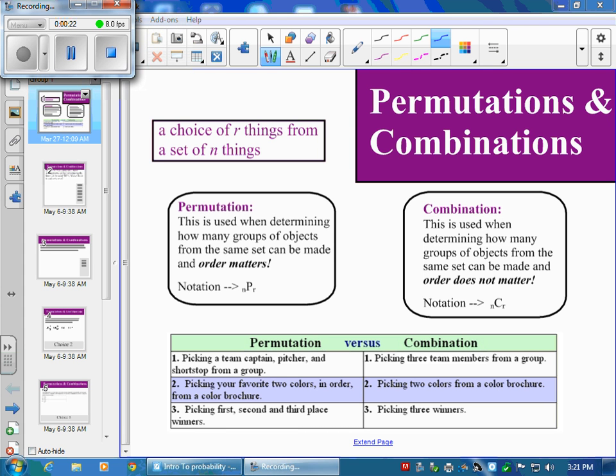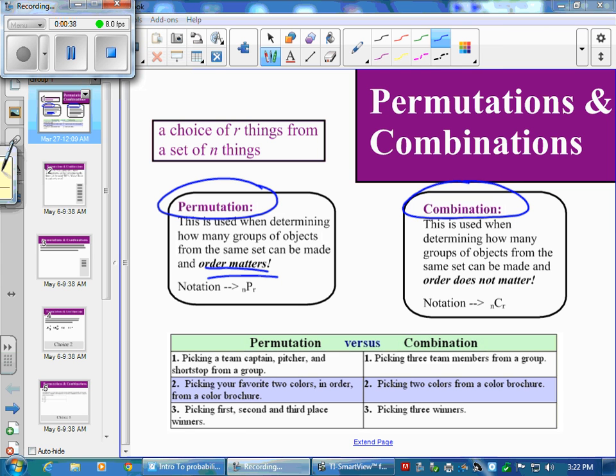The main difference between a permutation and a combination is order mattering or not mattering. So when order matters, we're dealing with a permutation. And when order does not matter, we're talking about a combination. And order not mattering for a combination.